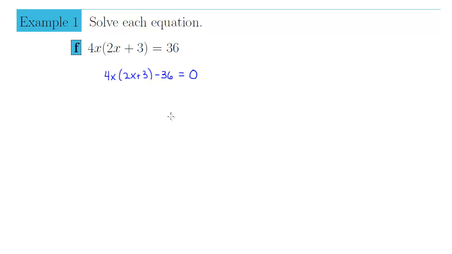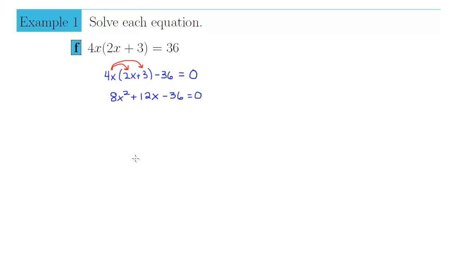We no longer have a product on the left side. So we have to simplify this side so that we can then take that resulting polynomial and factor it into a product. So we have to apply the distributive property, and we need to multiply 4x times 2x and 4x times 3. Here we go, 4x times 2x, that gives us 8x squared. 4x times 3, that gives us plus 12x. Then minus 36 equals 0.